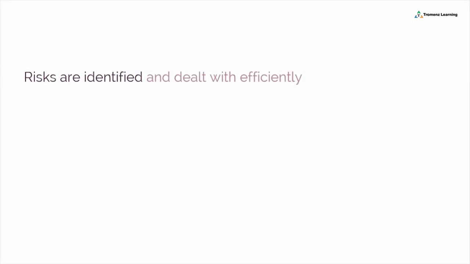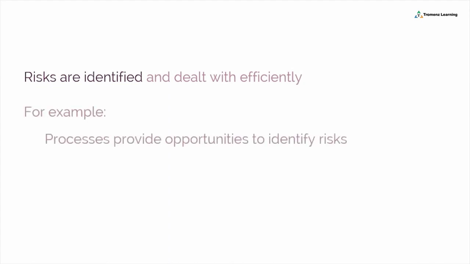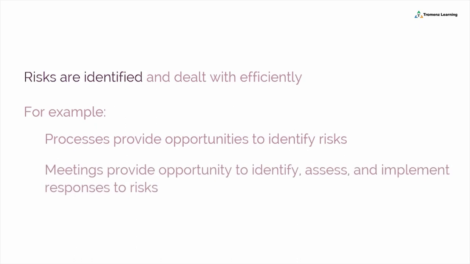The second benefit is that risks are identified and dealt with efficiently. For example, risks to the project are identified and assessed in the Develop Epics, Create Deliverables, and Conduct Daily Standup processes by the Scrum core team members. The Scrum meeting tools such as the Daily Standup meeting, Sprint Planning meeting, Prioritized Product Backlog Review meeting, and so on provide opportunities to the team to not only identify and assess risks, but also to implement risk responses to high priority risks.